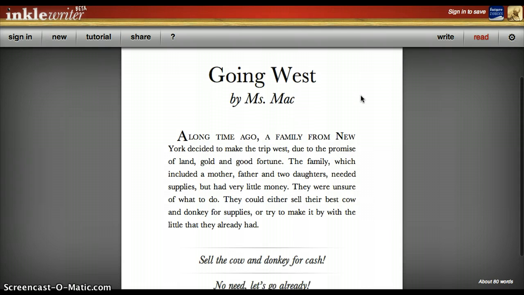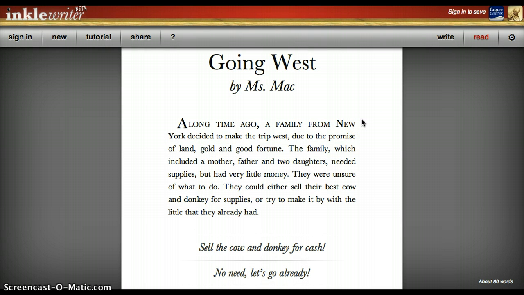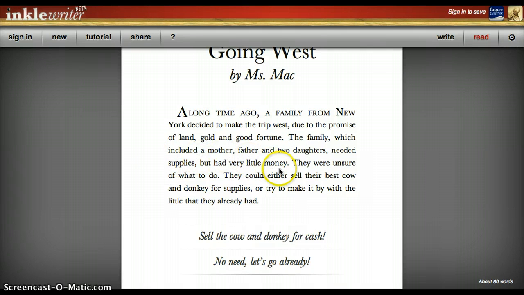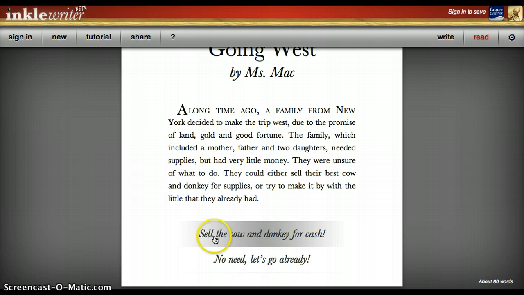Here we have the same title, Going West, but this is in a third person narrative, so it's not like before. Before there was a diary entry. This one is told like many of the stories that we read in ELA. So this is a long time ago, a family from New York decided to make the trip west. So this way you can tell a lot of the details about a person, but you're not telling it from that person's first person perspective. So here you can see that they're trying to go out west and they had very little money and they were thinking about selling their cow and donkey for money or not. So again, like before, this type of story is not only factual and keeps up with a lot of the things that we talk about, but also allows you to have different options and different things that happen to your characters throughout your story.